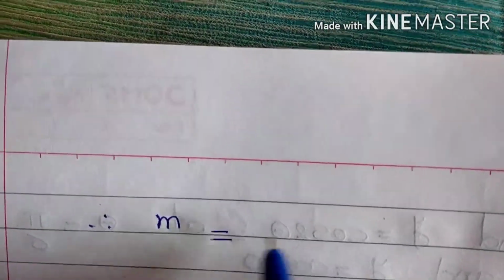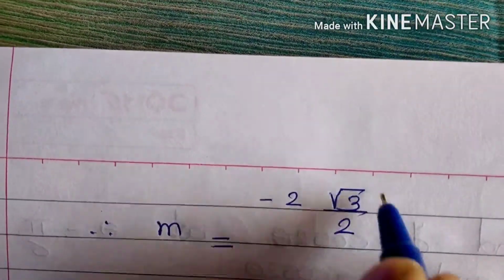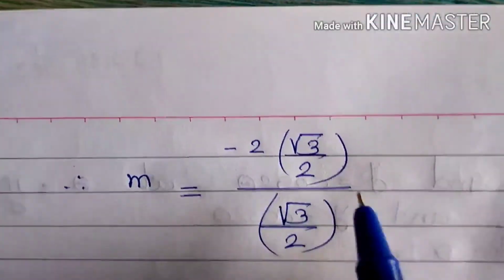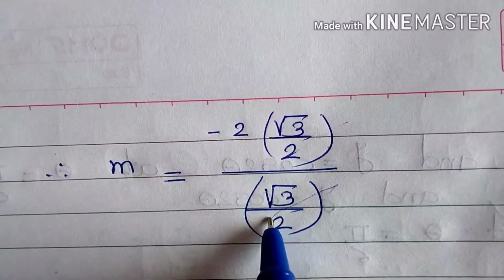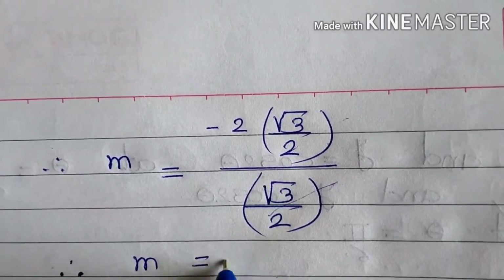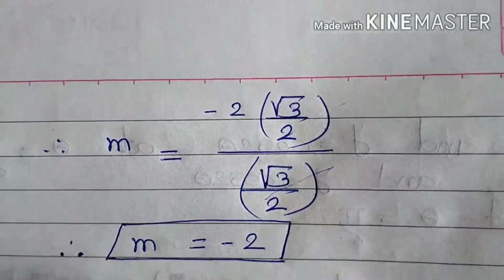Therefore m is equal to minus 2 root 3 upon 2 upon root 3 upon 2. Now this root 3 upon 2 and this root 3 upon 2 get cancelled. So we get m is equal to -2, which is the slope of tangent.